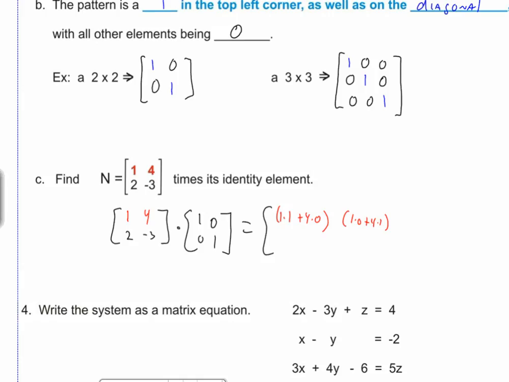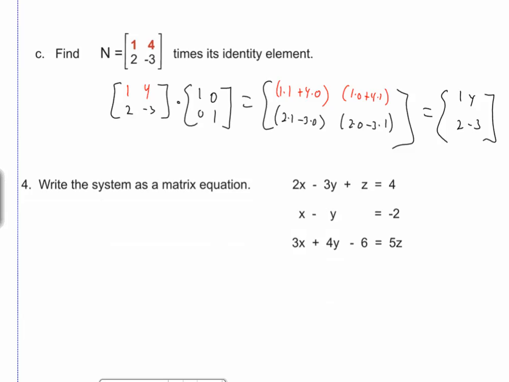Working the bottom now. Across and down. 2 times 1. I'm going down the first column. And a minus 3 times 0. Across and down. 2 times 0. And minus 3 times 1. Add it all up. What do you get? 1, 4, 2, negative 3, if we did everything right. All right, you're back to the original. We better be. If you multiply any matrix times its identity, you're going to be back to the original. I know I did that last one fast. Sorry about that.